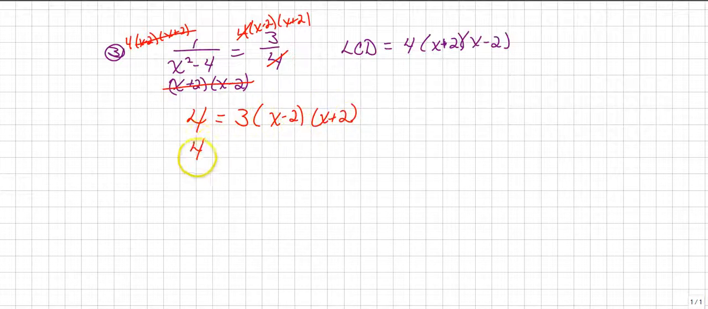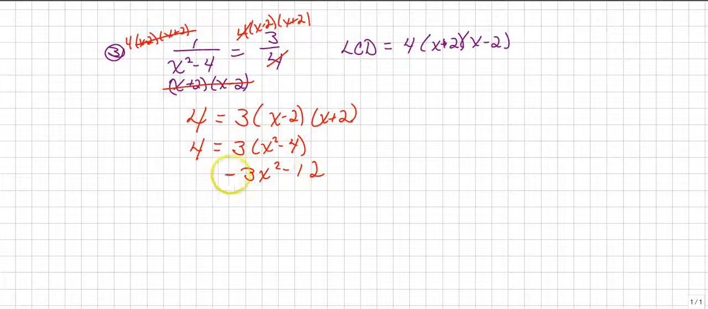Alright, now I'm going to multiply things together here. X plus 2, x minus 2, I know from the original problem is x squared minus 4. So distribute: 3 times x squared minus 4 will give me 3x squared minus 12 on the right hand side equals 4. At this point I am going to bring the 12 from the right to the left by adding 12 to both sides, and I get 3x squared equals 16.